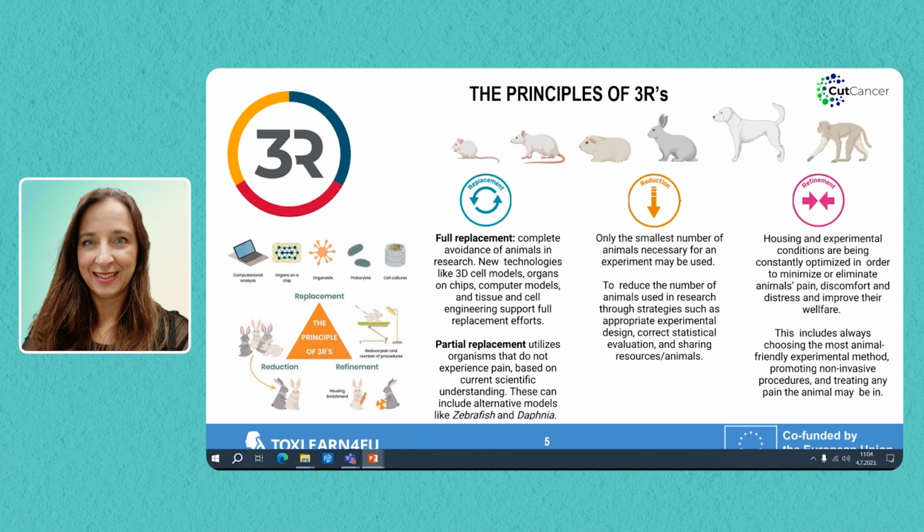And then the third R is the refinement. It means that housing and experimental conditions are constantly optimized so that the animals minimize pain, discomfort, and distress. So this means that we always choose the most animal-friendly experimental method, and we promote non-invasive procedures like taking blood and not killing the animal.